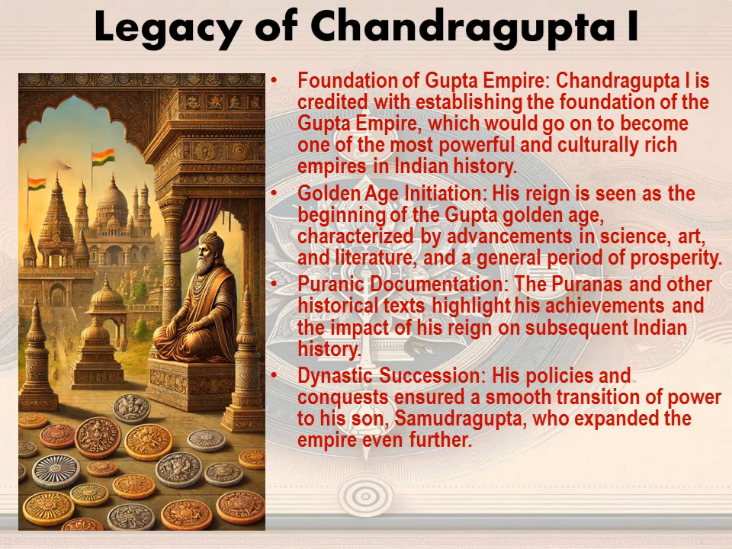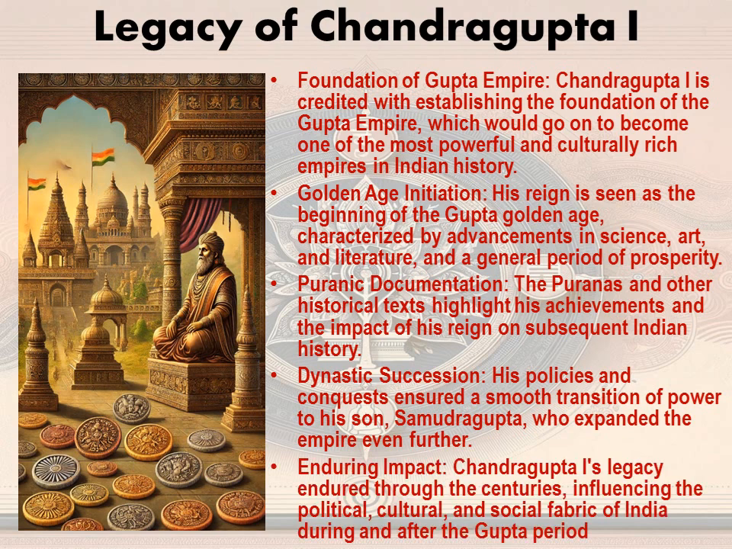His policies and conquests ensured a smooth transition of power to his son Samudragupta, who expanded the empire even further. So it was his policies and conquests because of which there was a smooth transition of power. And so his son Samudragupta, the most important ruler of the Gupta dynasty, could expand the empire even further.